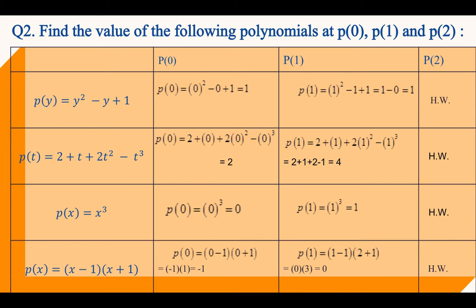Now the second part, p(1). I'll write p(1) is equal to (x minus 1), meaning 1 minus 1, times (x plus 1), meaning 1 plus 1. So this is equal to 1 minus 1, which is 0, so this is equal to 0. Now the other parts are homework for you all. And this p(t) which I haven't explained, you try to understand it by yourself. If you have any doubts, let me know.